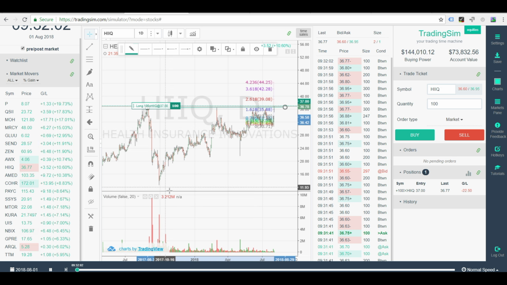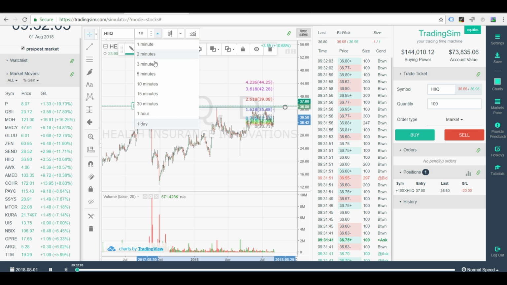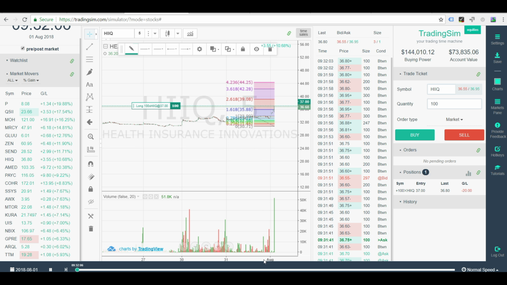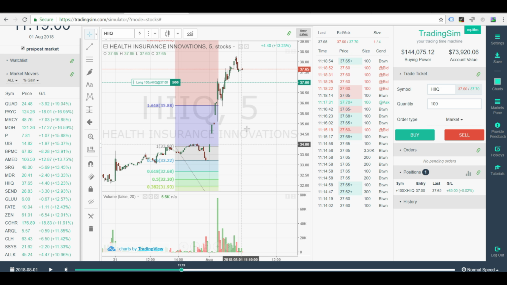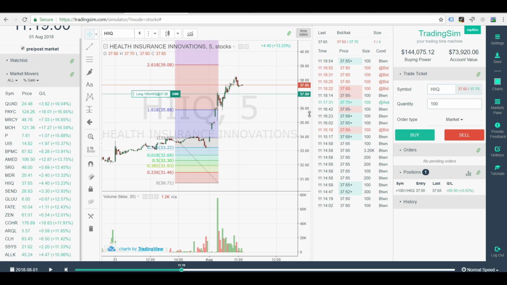Let's zoom in on the action. Let's go back in. All right, let's fast forward a bit here. Now look at this, right? The next level up is the 2.618 extension at 39.08, okay? So you're getting into the midday. It's 11 o'clock here, right? Now you can make a call.